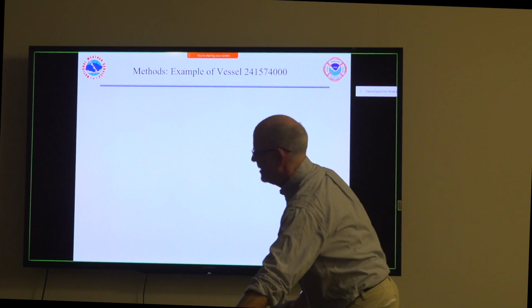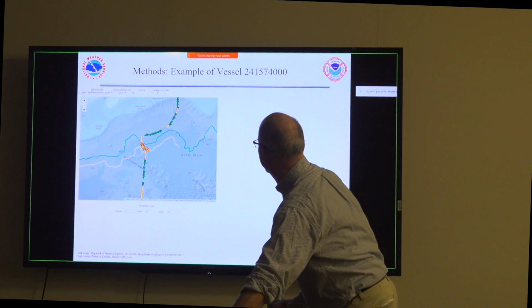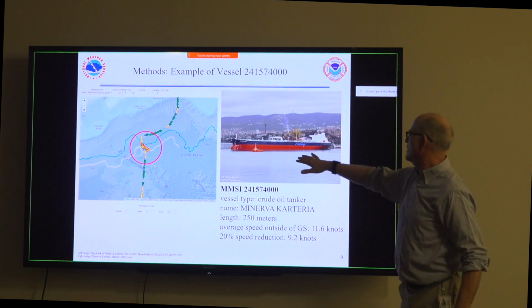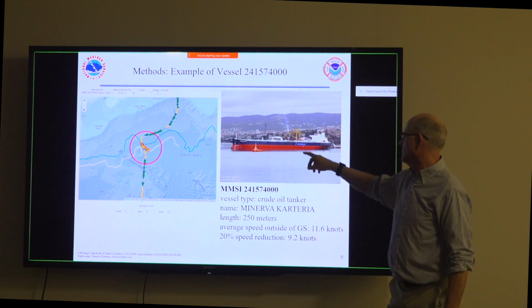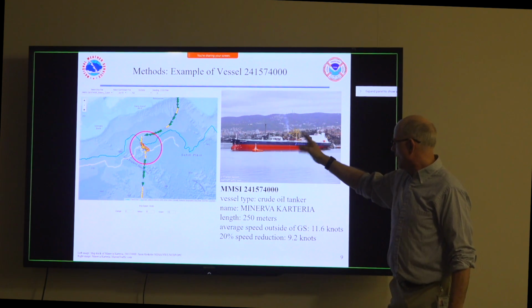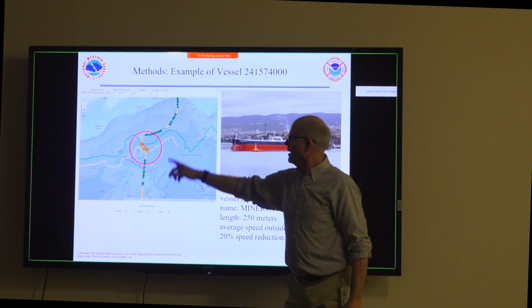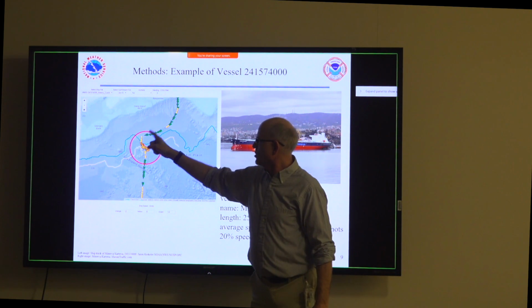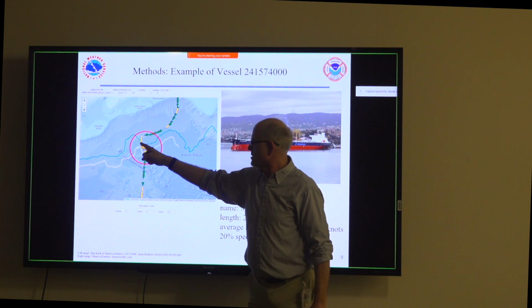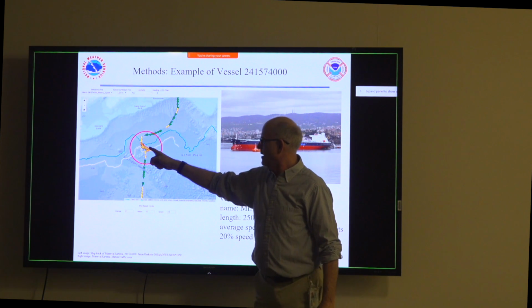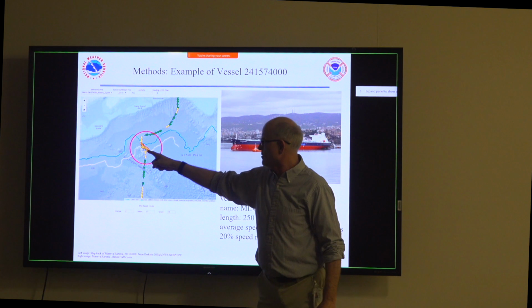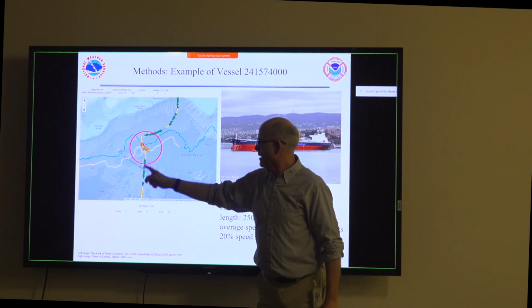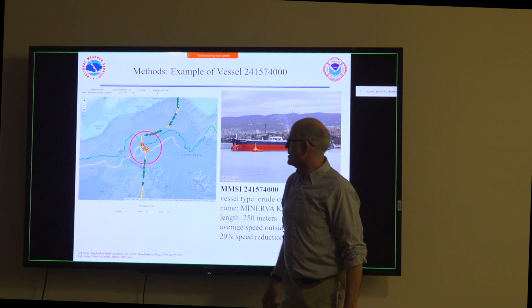Okay, so here's a more detailed example. We're assuming this is an in-ballast ship, a fairly large 250-meter crude oil tanker. Coming south, assuming in ballast, it actually turns to the west with speed, then slows down as it turns south, and basically sails its way through the Gulf Stream, and then goes back on its way at about 12 knots of speed.